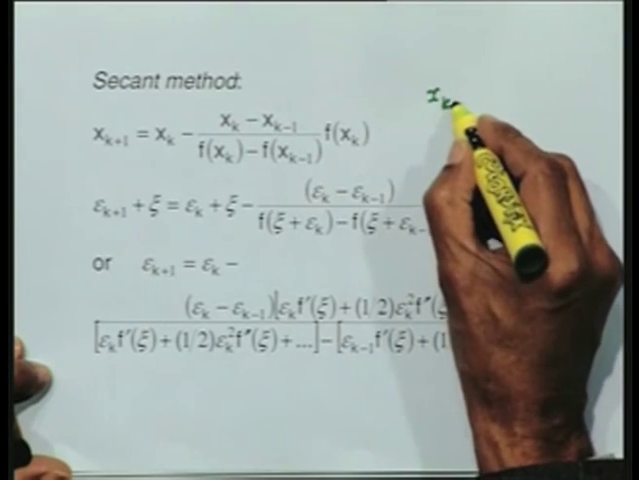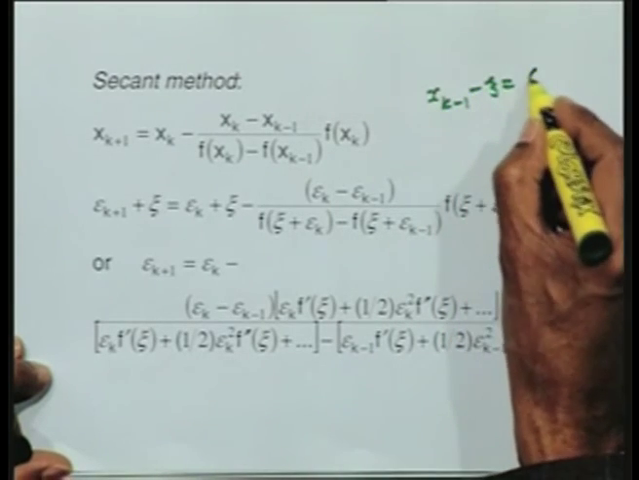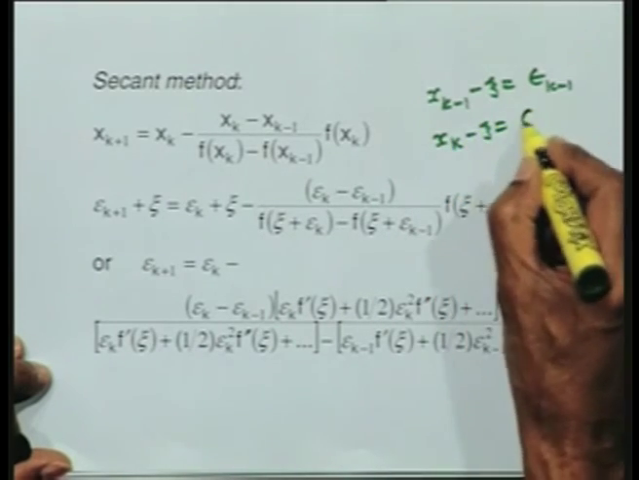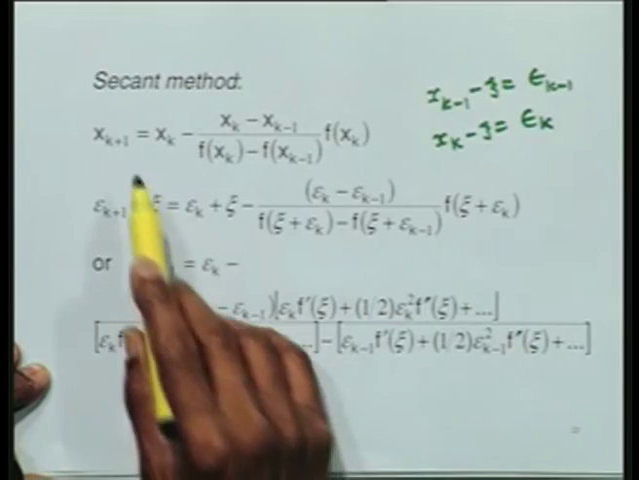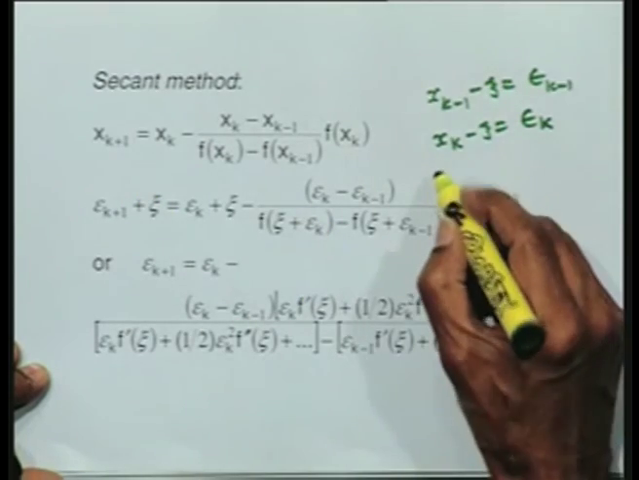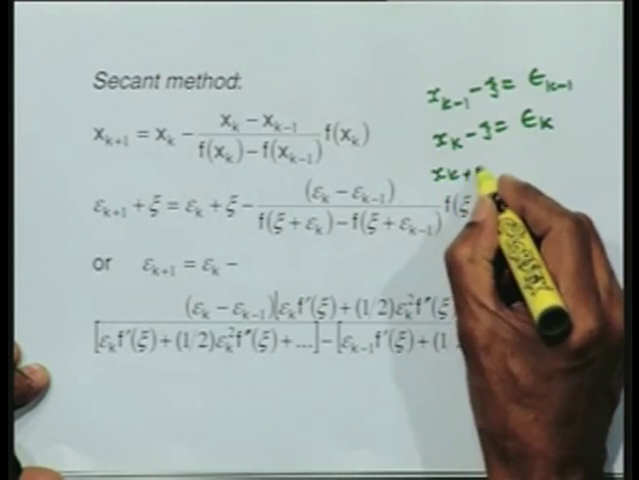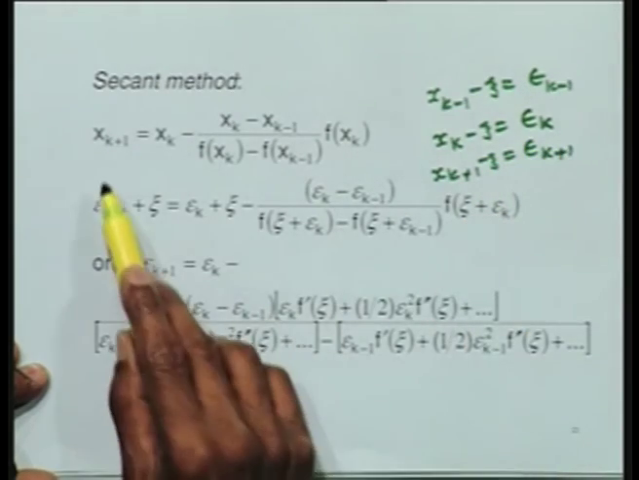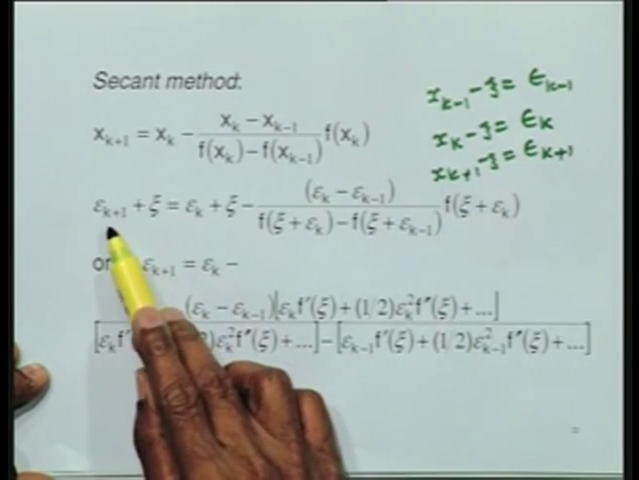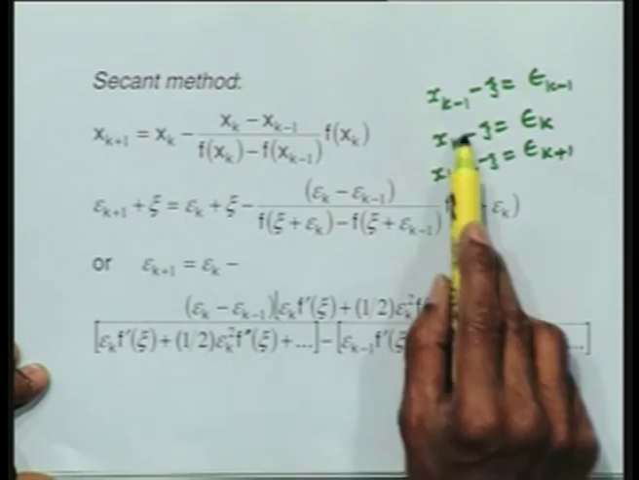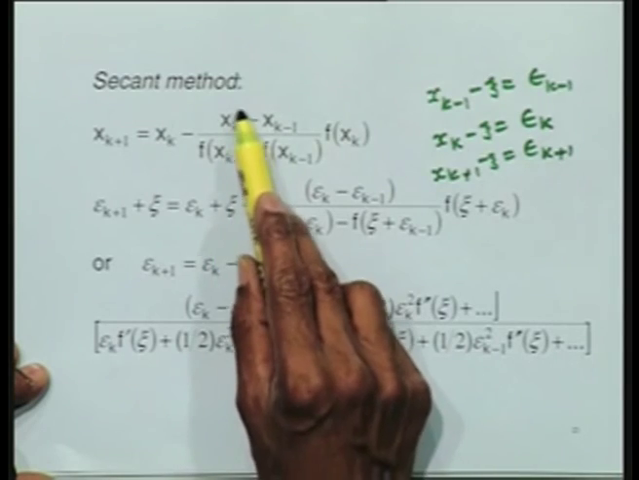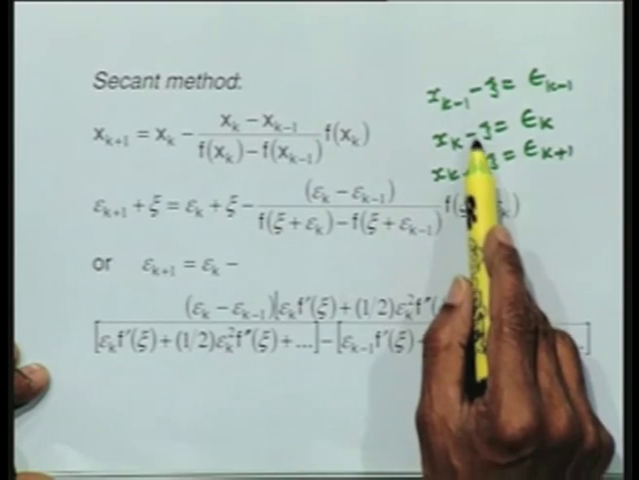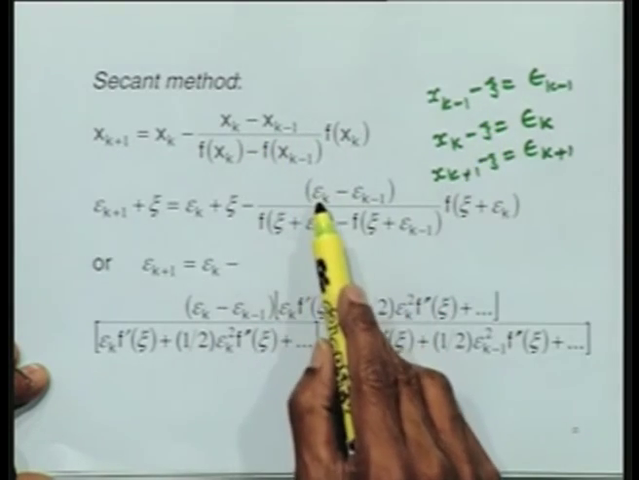Therefore x_{k-1} minus x_i is equal to epsilon_{k-1}, and we have x_k minus x_i is equal to epsilon_k. So I now substitute this, and of course x_{k+1} minus x_i is epsilon_{k+1}. Therefore I substitute x_{k+1} is epsilon_{k+1} plus x_i, x_k is epsilon_k plus x_i, in the numerator x_{k-1}. So I am subtracting these two, so x_i cancels off, I will be left with only epsilon_{k-1}.